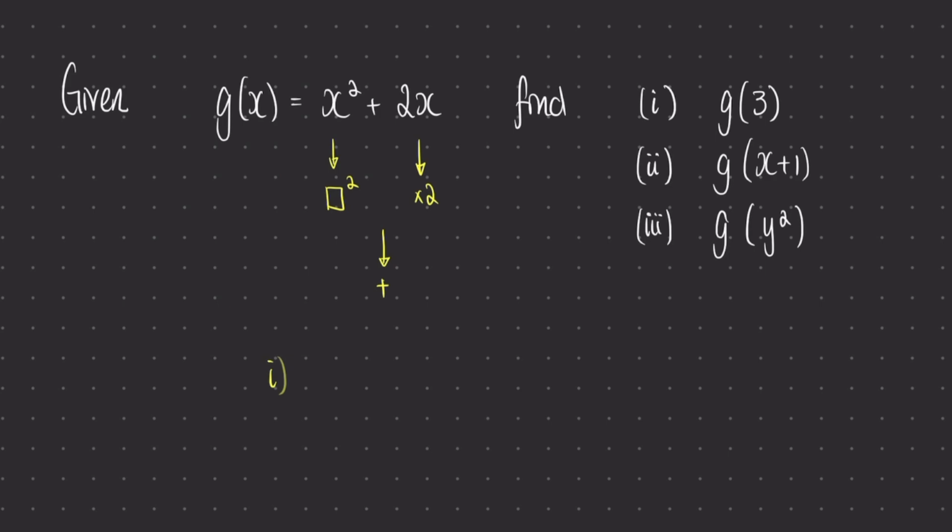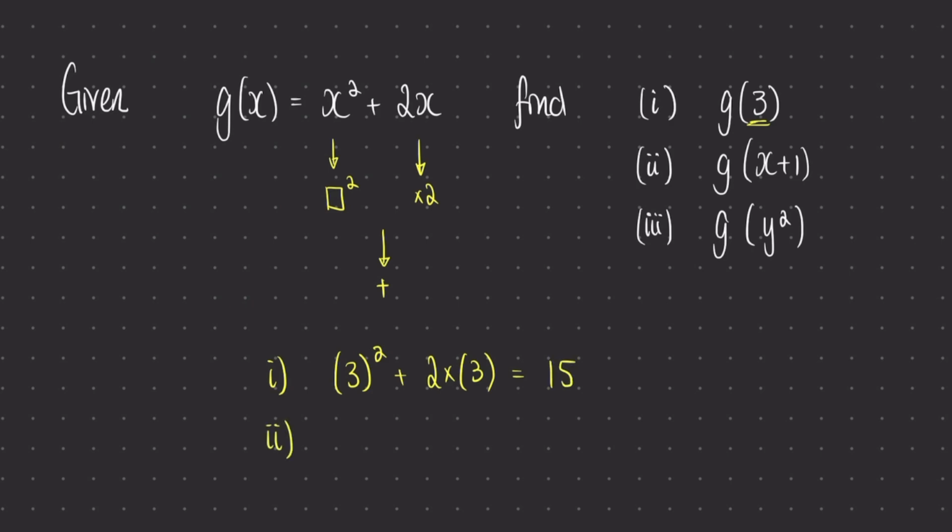For part 1, I take my input, which is now 3, and replace any of the old x's inside of my function. So instead of squaring x, I'm squaring this 3. Instead of doubling the x, I'm now doubling the 3. Simplifying this, I get 15.